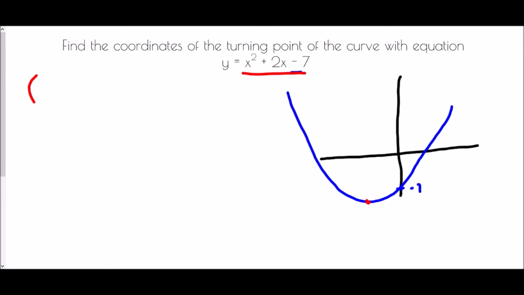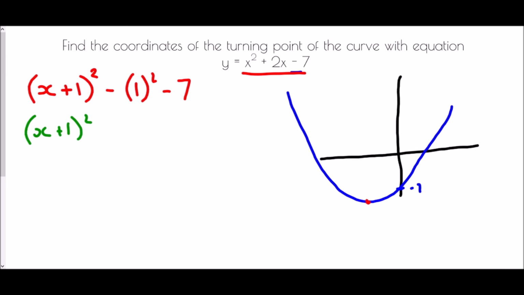So if I completed the square, I would have x plus 1 in the bracket and squared. I would then take that 1 squared away, and I would then add in the c value, which is -7. If I simplify that, I get x plus 1 squared, and take away 1 and take away 7, that's -8.